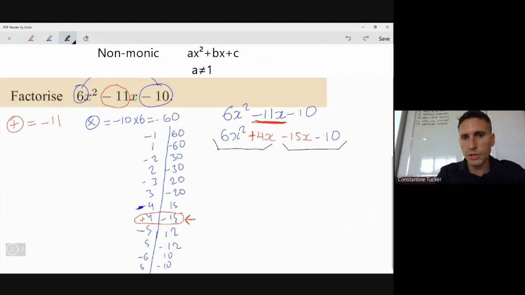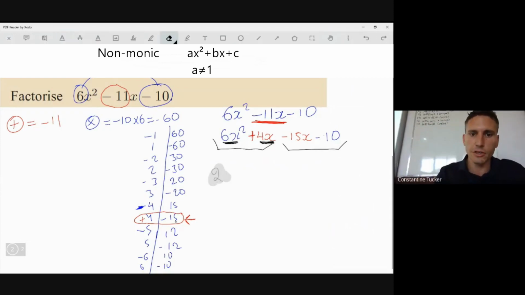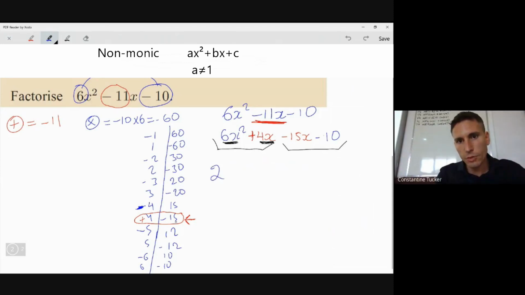So what is the common factor of 6x squared and 4x? Firstly, the number is a 2, the number that 6 and 4 have as a common factor. And for x squared and x, the common factor is x. So the common factor of the first two is 2x. Inside the brackets, we have 3x plus 2, because 2x times 3x gives you 6x squared, and 2x times 2 gives you 4x. Brilliant, that's done.